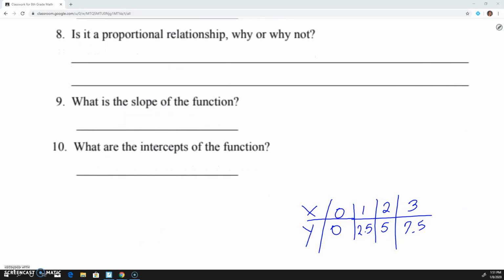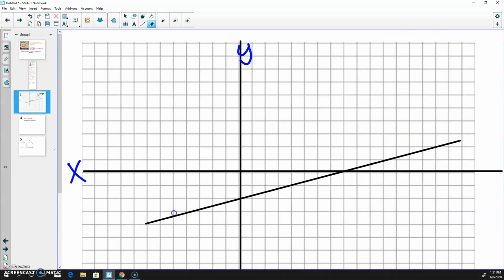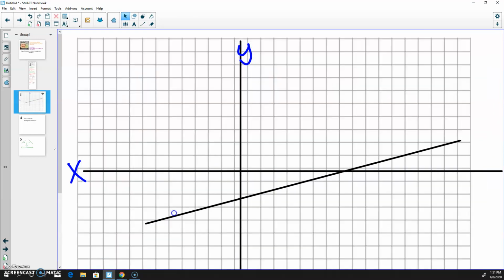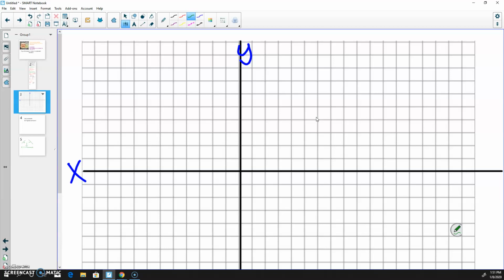They want to know, what are your x and y intercepts? So if you think about it, let's graph it. For 0 servings, you use 0 tablespoons. For 1 serving, you use 2.5. For 2 servings, you use 1, 2, 3, 4, 5. Where does it cross the x-axis? 0. Where does it cross the y? So your x and y intercepts are 0, 0.